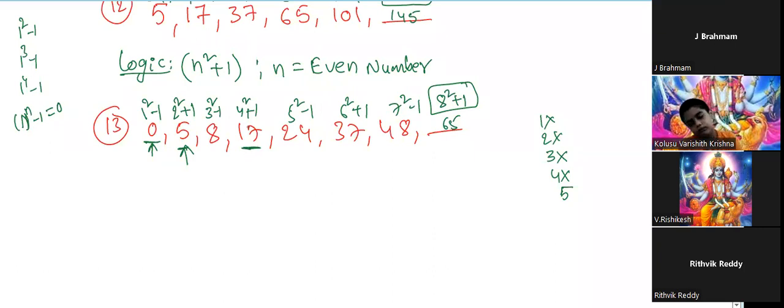Sir, can we use even cubes? Can we use a cube? Maybe, depending upon the question. Here, cubes will not give the answer. In future, in the next classes, we'll see cubes also. Okay, sir. Here, let us write the pattern.